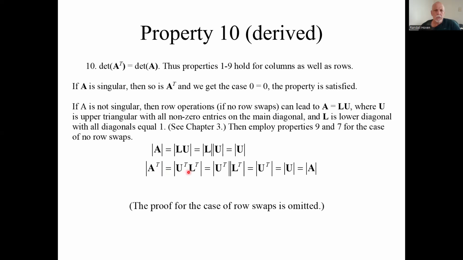A transpose will be, by the product rule for transposing, and by the previous property, it can be broken up like this. And again, this guy, even when you transpose it, just flipping it around the main diagonal, it's still triangular. So that determinant is 1. With this, but it is triangular, so the determinant of that is just the product of the diagonal entries. And up here we said that equals the determinant of A. Anyway, that's the proof of that if you don't do row swaps.